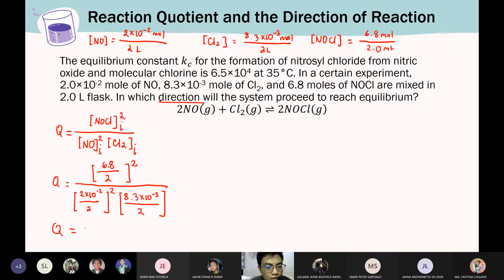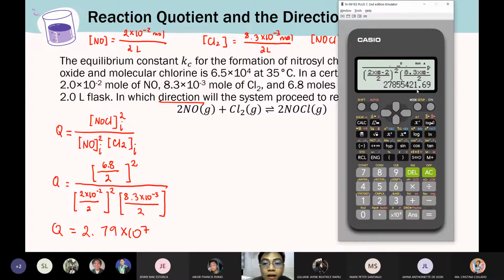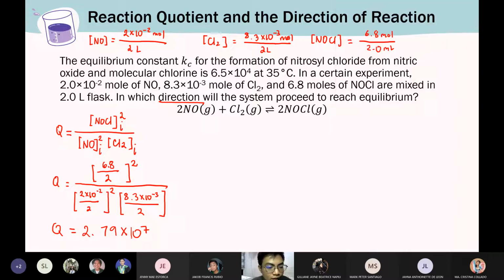Okay. So, 2.79 times 10 raised to 7. Tama ba ako ng bilang? 1, 2, 3, 4, 5, 6, 7. So, our Q is 2.79 times 10 raised to 7. Okay lang ba yun, sir? Okay lang. Kasi tignan nyo yung exponent ng K natin, times 10 raised to 4 nga siya. Pwede lang yan. Pwede yan. Okay?